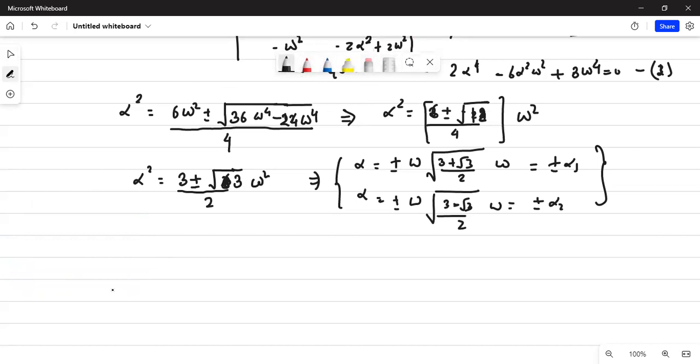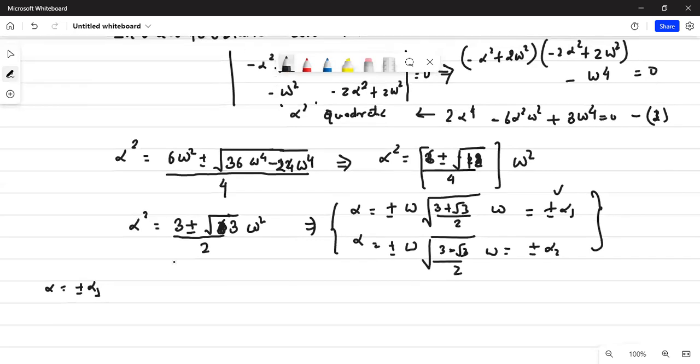Let me do that also. So if I replace my alpha as plus minus alpha 1, that is this case, what will I get? So replace this here. It is a long question, but you cannot help it. So here you'll get a1, here you'll get a2 equal to 0. Look at this carefully.